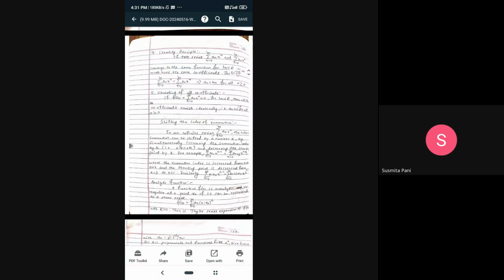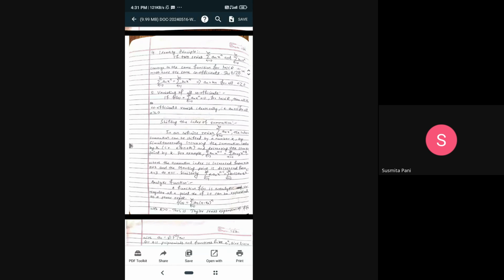And you see your n is changed to n plus 3, and x to the power n minus 1 is changed to x to the power n minus 1 plus 3. So summation n is equal to 3 to infinity a_n x to the power n minus 1 is equal to summation n is equal to 0 to infinity a_{n+3} x to the power n minus 1 plus 3, that is x to the power n plus 2, where the summation index is increased from n to n plus 3, and the starting point is decreased from n is equal to 3 to n is equal to 0.